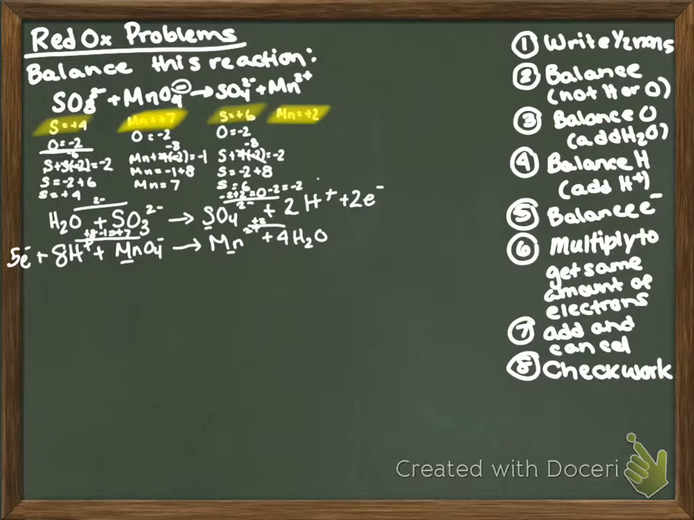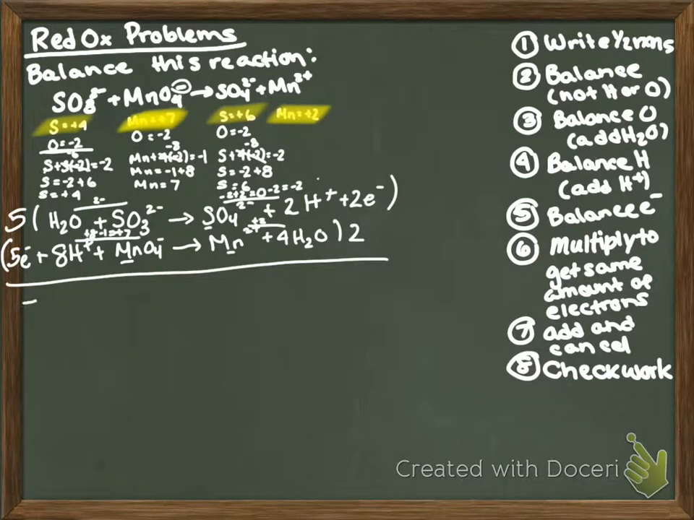So that means I need to multiply the first reaction by some number to get 10. Same thing with the second one. The easiest thing to multiply 2 by to get 10 is going to be 5. And the easiest thing to multiply 5 by to get 10 is going to be 2. And I'm going to do that to the entire reaction. So I'm just going to rewrite these down here with the new coefficients.